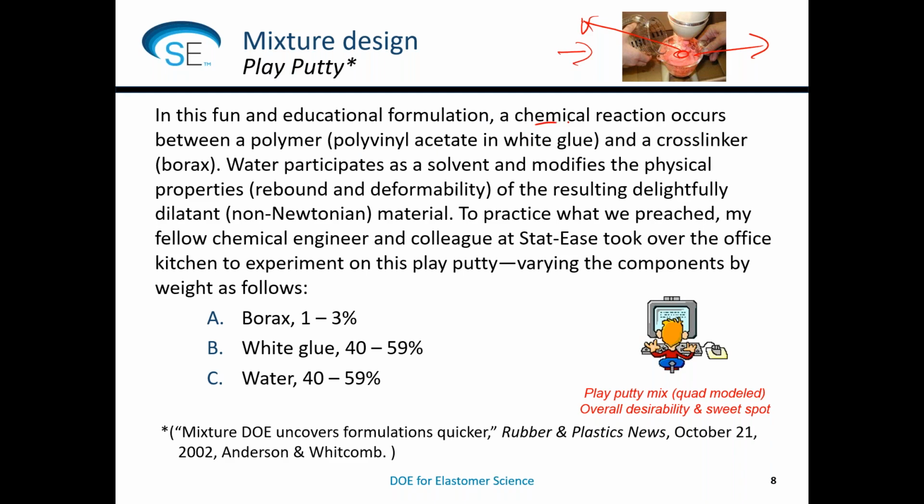But basically what it is, a chemical reaction, a cross-linking between a polymer, which is in white glue that's readily available, which is polyvinyl acetate, and a cross-linker, which is borax, which is easy to get at the local grocery store. And then you get this result happening where water is precipitating and the properties are being changed quite a bit in terms of rebound and deformability. And having a background in rheology, we were kind of excited because this is what's known as a dilatant, which is actually non-Newtonian. In other words, it's not the normal type of reaction. And so it has really interesting properties when you stretch it, and that's why it's fun to play with.